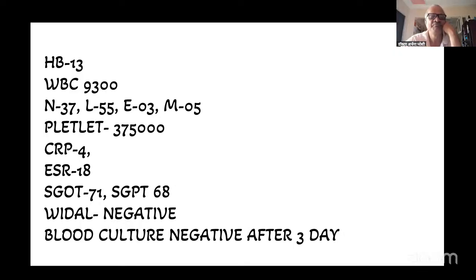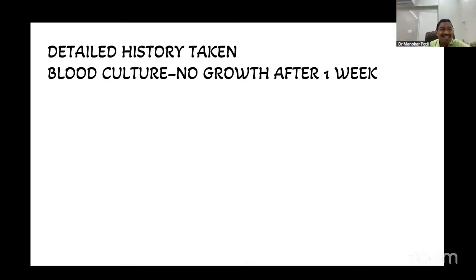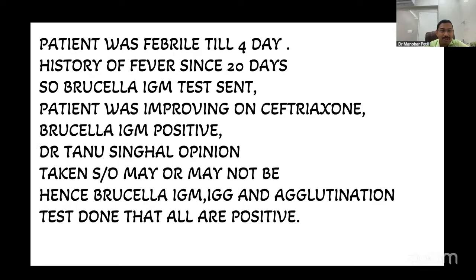Detailed history taken, blood culture, no growth after 1 week. Patient was febrile till the 4th day. History of fever since 20 days. So I sent a Brucella IgM test. But the patient was improving on ceftriaxone. Brucella came positive.